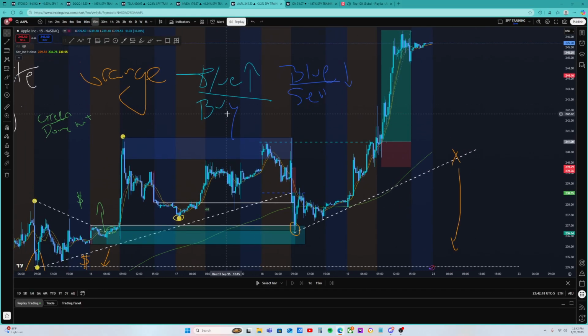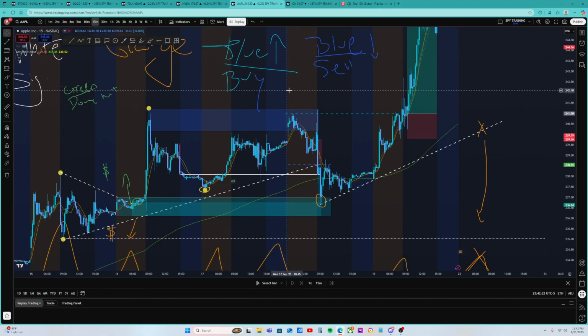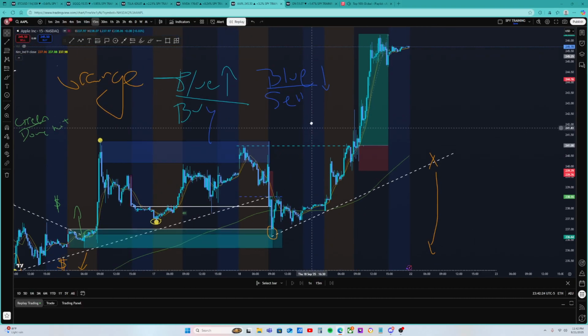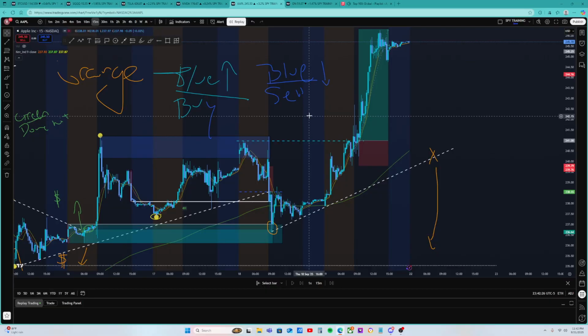The light blue is for green candles, buying candles, candles that go to the upside. The dark blue would be representative of price selling off, or selling candles that indicate price going down, right?